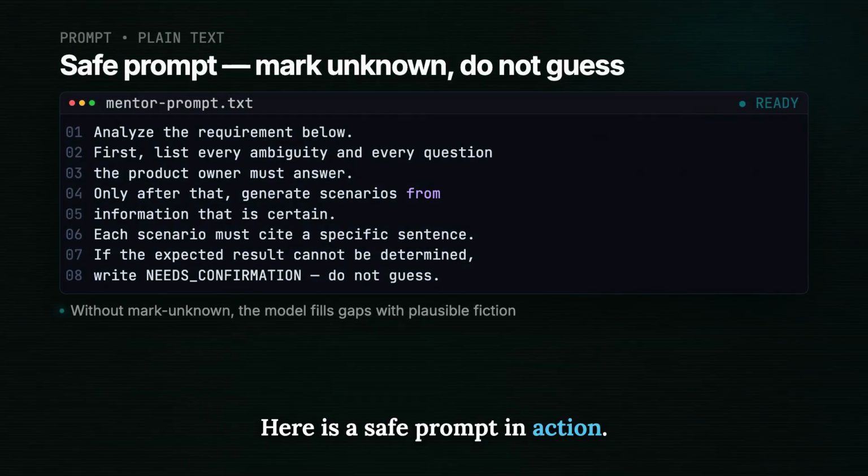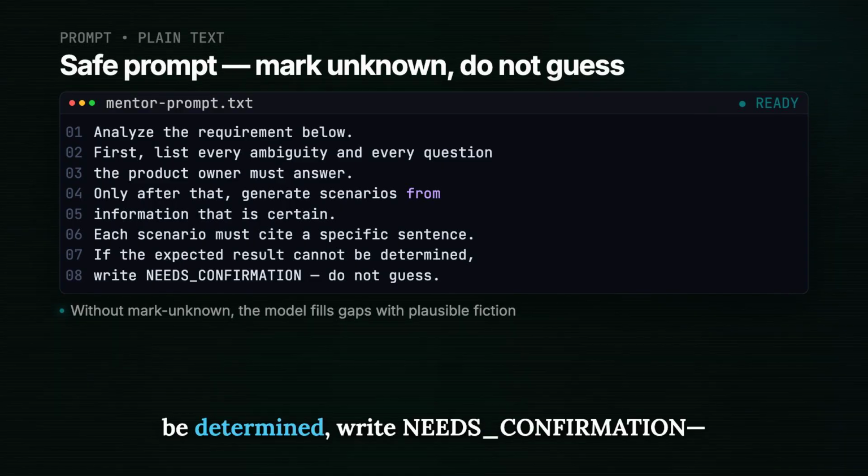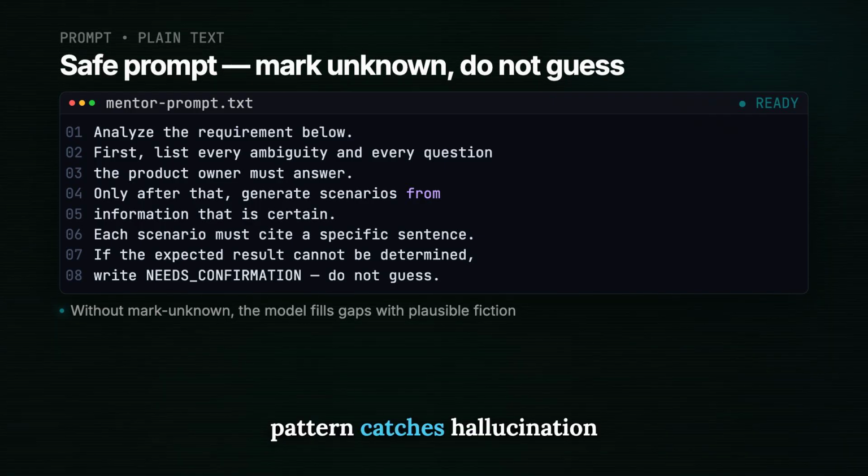Here is a safe prompt in action. It tells the model to analyze the requirement below, and to first list every ambiguity and every question that needs a product owner answer. Only after that, generate test scenarios from the information that is certain. Each scenario must trace back to a specific sentence in the requirement. And if the expected result cannot be determined, write needs_confirmation, do not guess. This pattern catches hallucination at the source. Without the mark unknown instruction, the model fills gaps with plausible fiction, and you ship an assertion that tests something the product was never supposed to do.